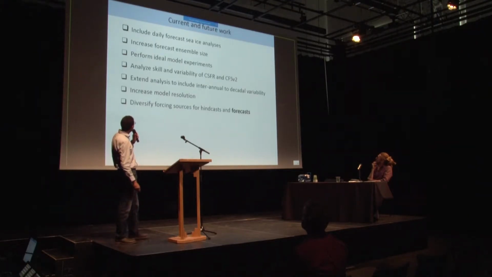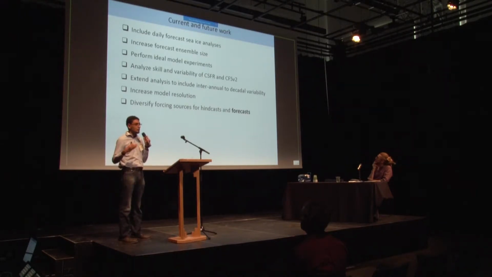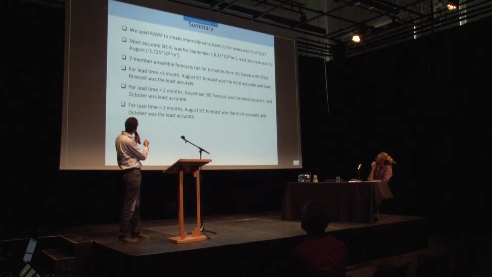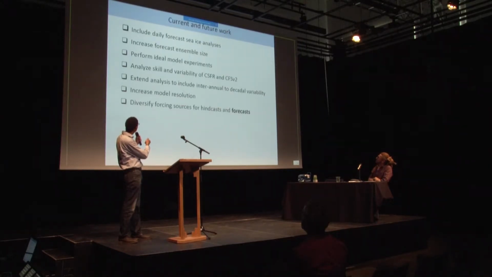So, current and future work. The experiment was a proof of concept. We ran that, it was a lot of work, and then we realized there are a lot of caveats, and there is a lot of room to improve. For example, we need to include daily sea ice forecast analysis, because this jump in June, I doubt that nature changed its mind from negative to positive to negative in 1 month.